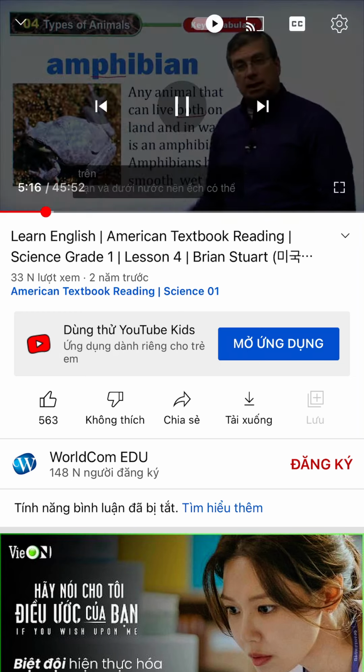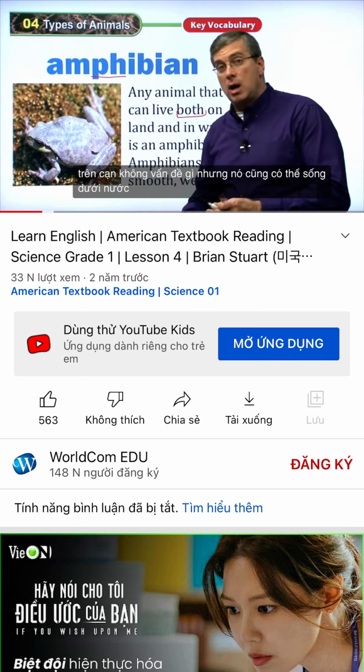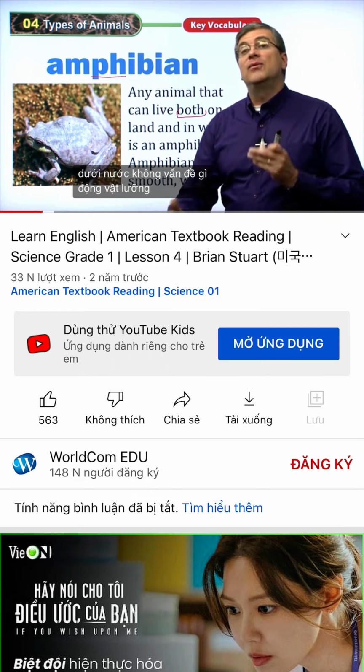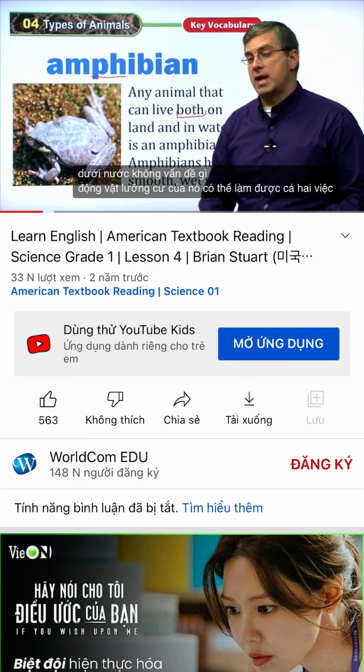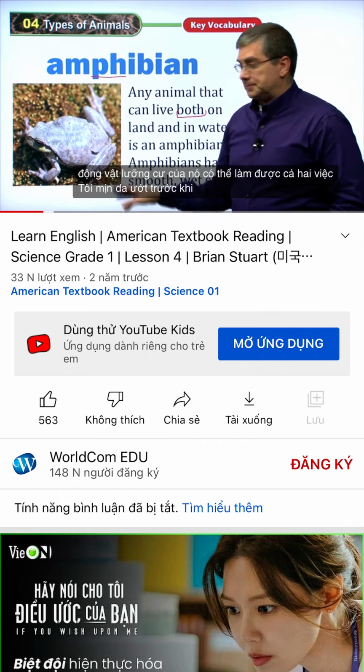So a frog can live on the land, no problem, but it can also live in the water, no problem. It's amphibian. It can do both things. Amphibians have smooth, wet skin.